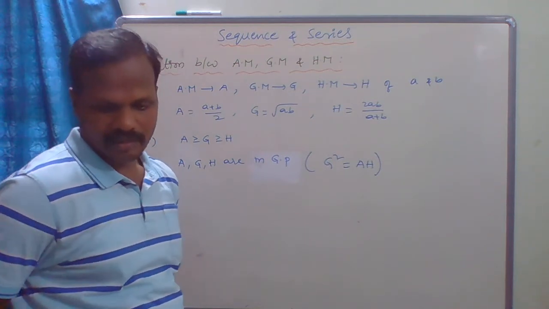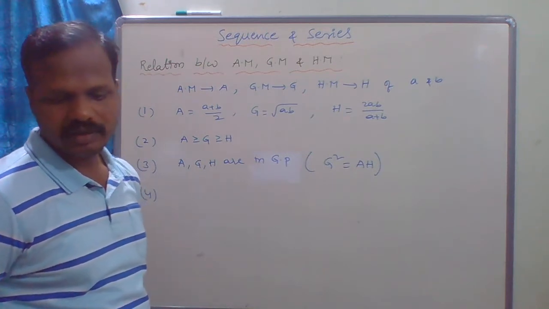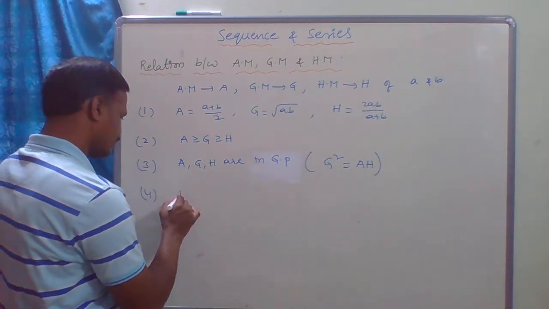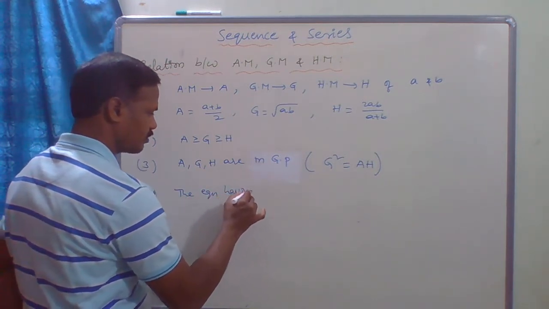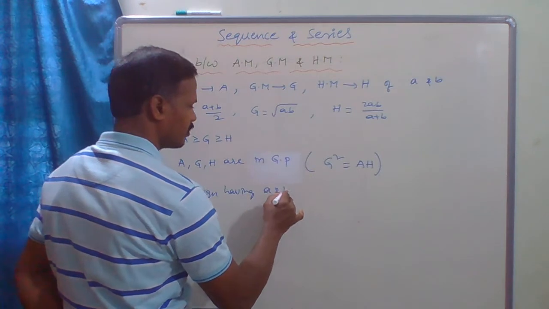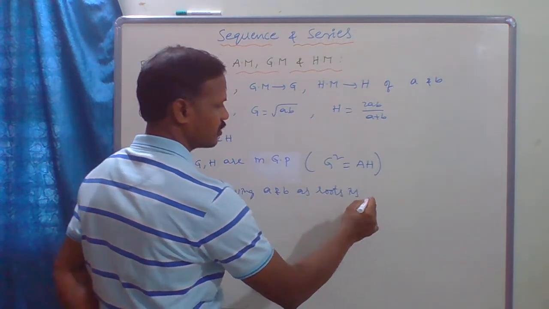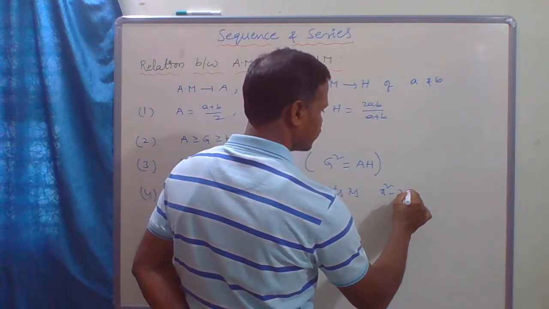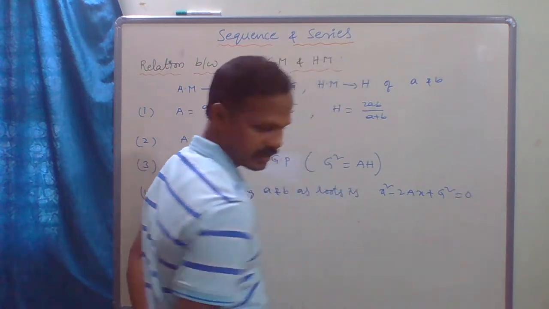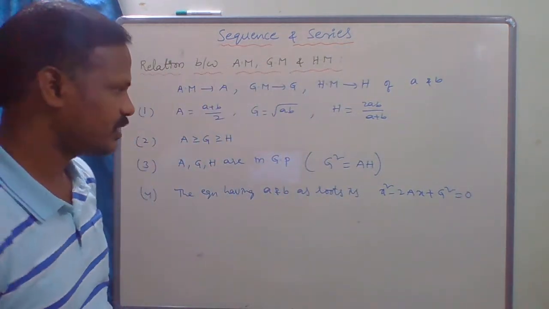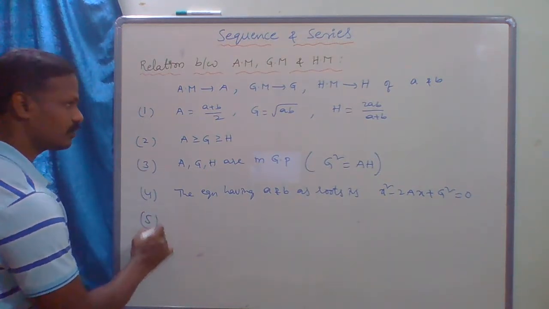Now, the equation having a and b as roots is x square minus 2Ax plus G square equal to 0. X square minus 2Ax plus G square equal to 0. Okay, fine.